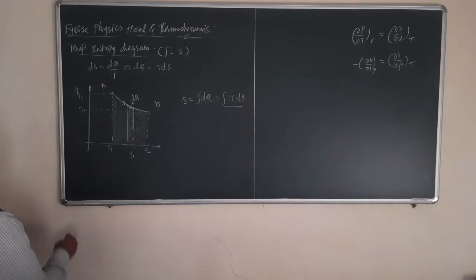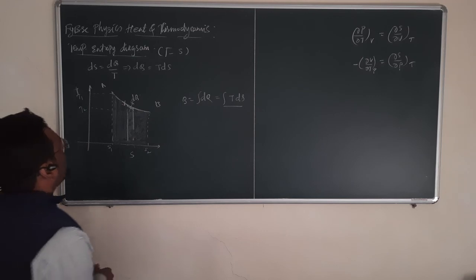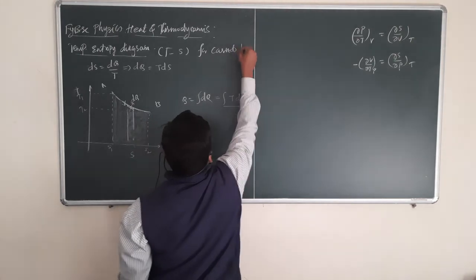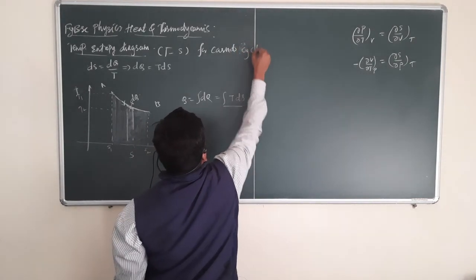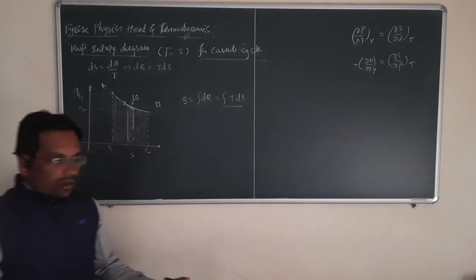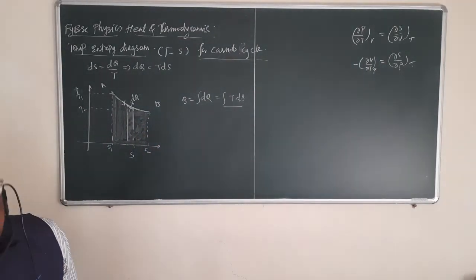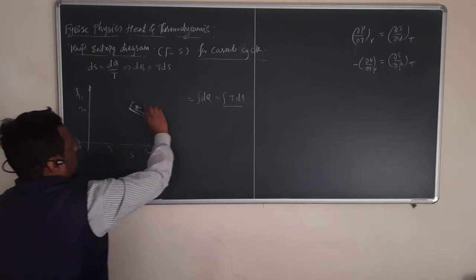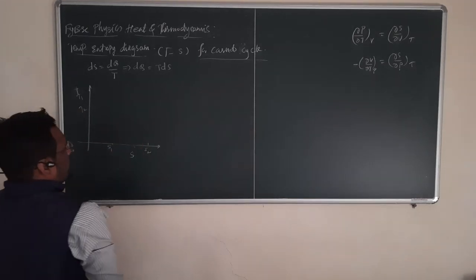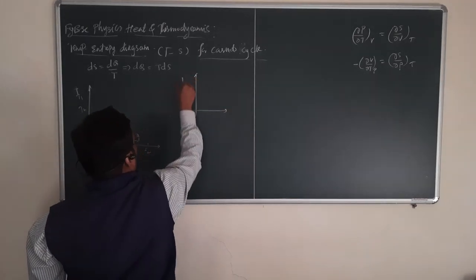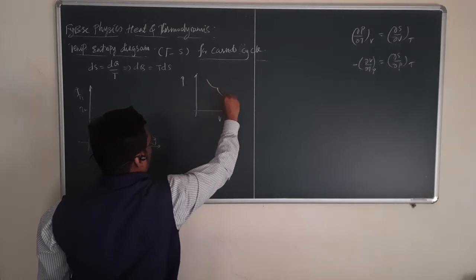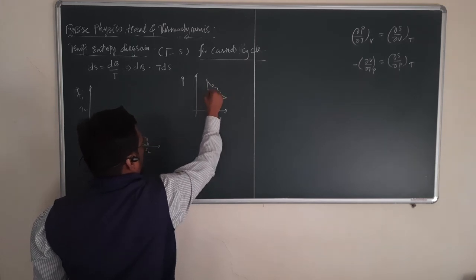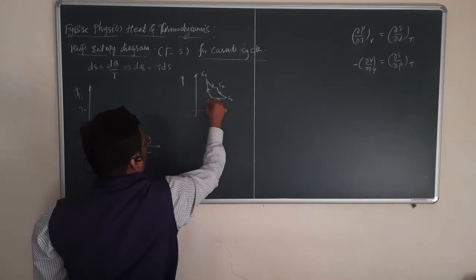Now the TS diagram for the Carnot heat engine, the Carnot cycle. I already told you we are going to study the Carnot cycle in the next chapter. So if you plot the TS diagram of the Carnot cycle, the PV diagram for the Carnot cycle I already showed you like this. So this is C1, C2, C3, C4.